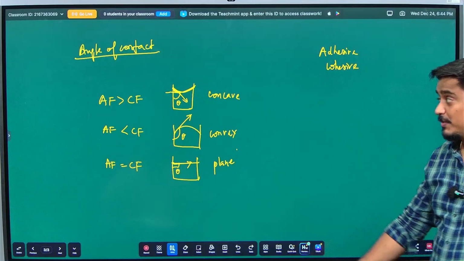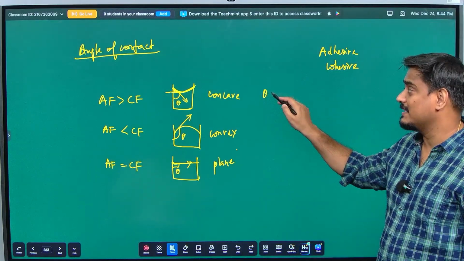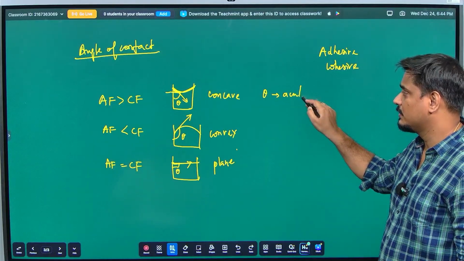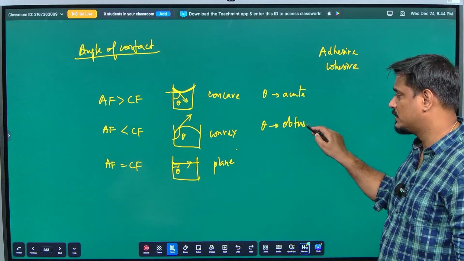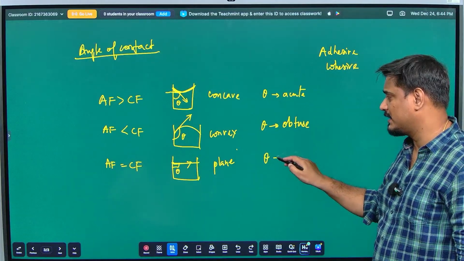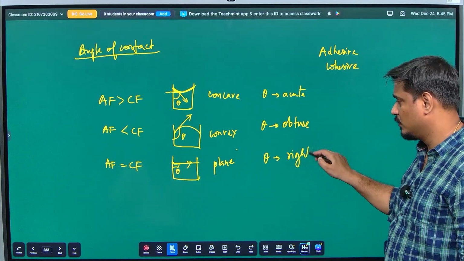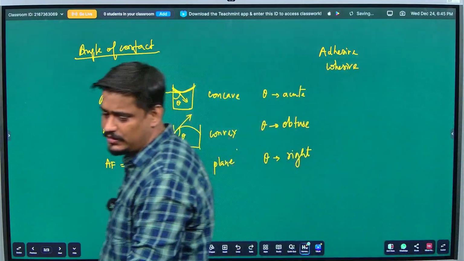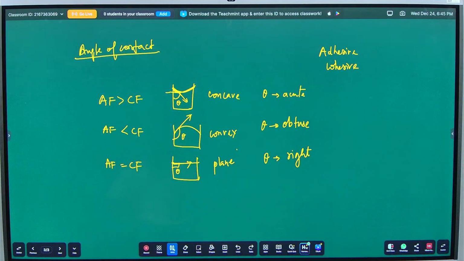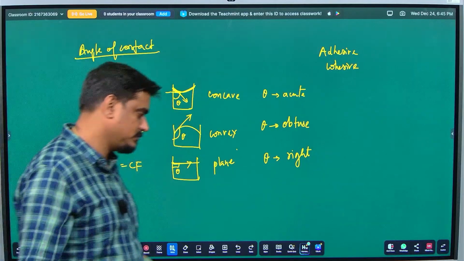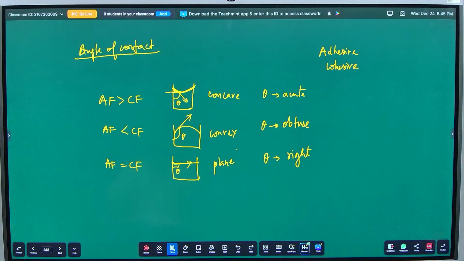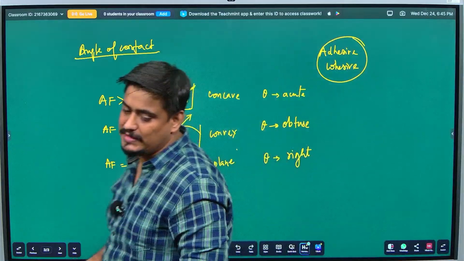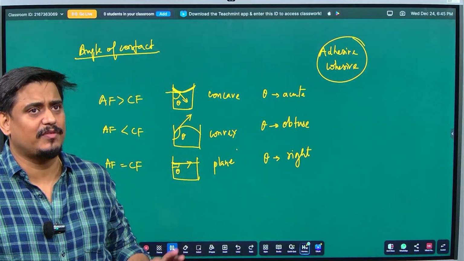So in a concave meniscus, the angle of contact is acute, isn't it? In a convex meniscus, the angle of contact is obtuse. And in a plane meniscus, the angle of contact is a right angle, which is 90 degrees, isn't it? So angle of contact is important to understand capillarity. And to understand angle of contact, you must know about the adhesive and cohesive force, because that only decides whether it is going to be a concave meniscus or a convex meniscus.